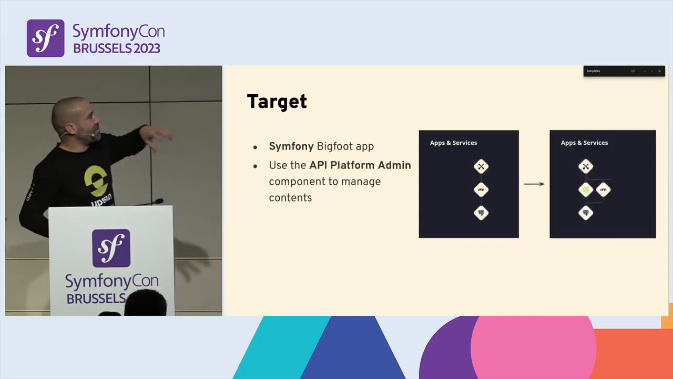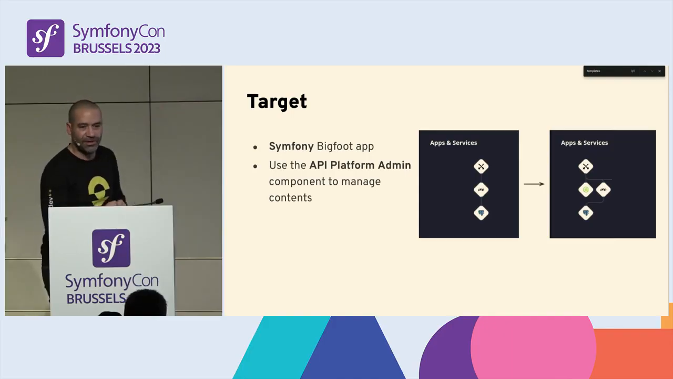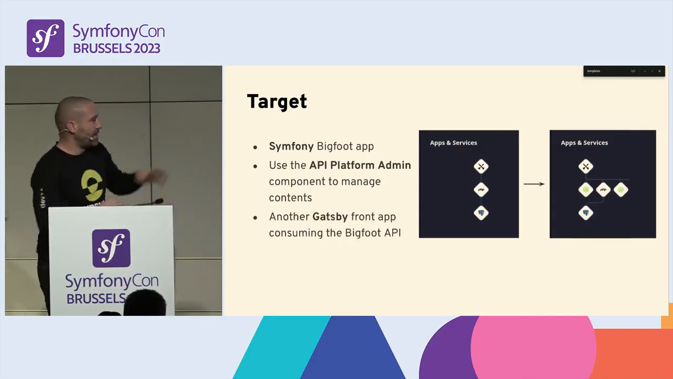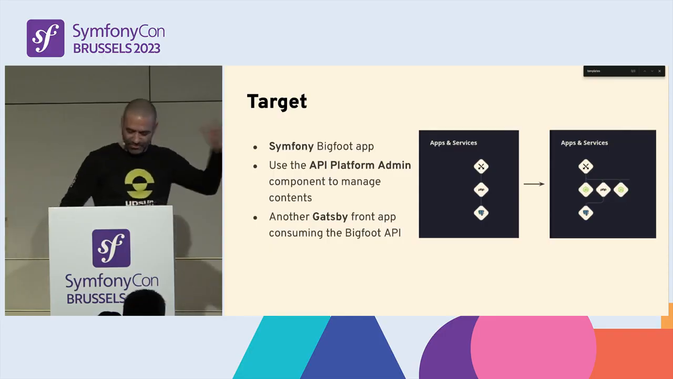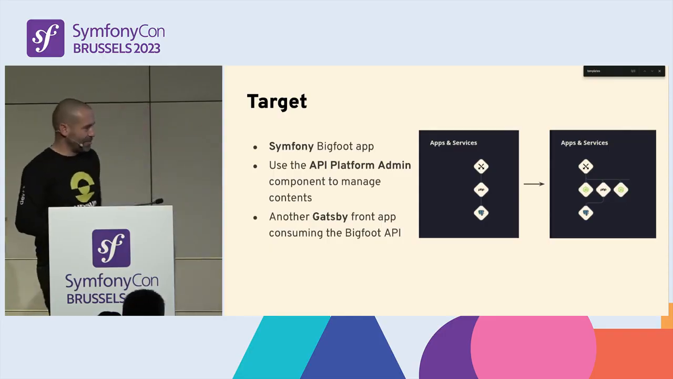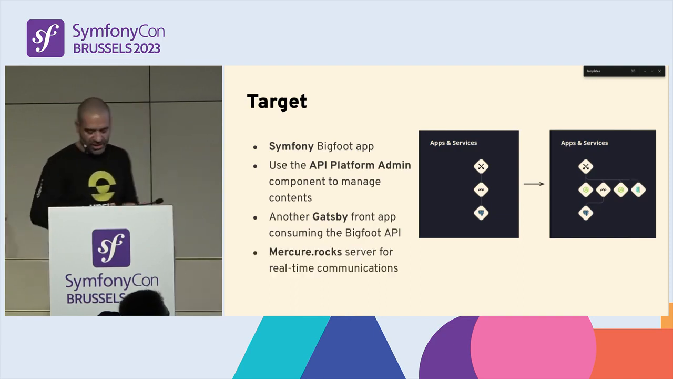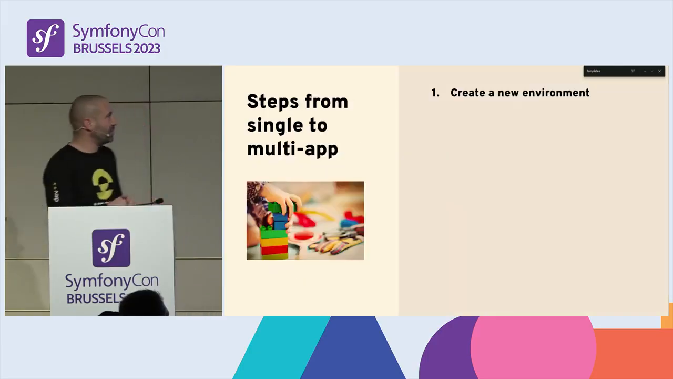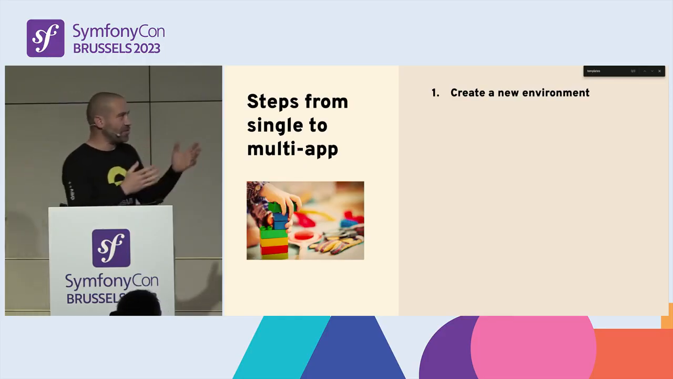So the target was to use a Symfony Bigfoot application, and use API Platform admin components to be able to administrate content, so thanks to Letiel. Add another Gatsby frontend, a white label frontend consuming the Bigfoot API, just to show you how to decouple and do it as a multiple application, and a Mercure Rocks server for real-time communication. So for this, I will just explain and give you some tips and tricks on how to do it really easily.